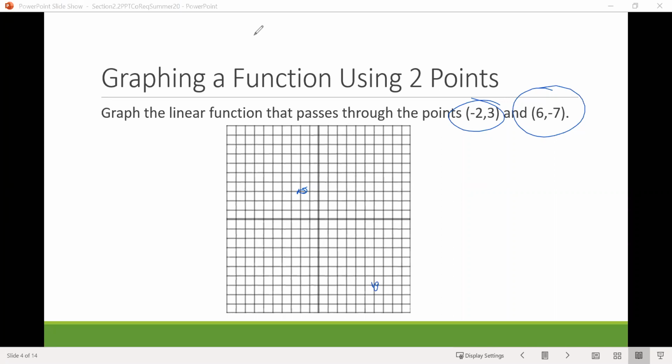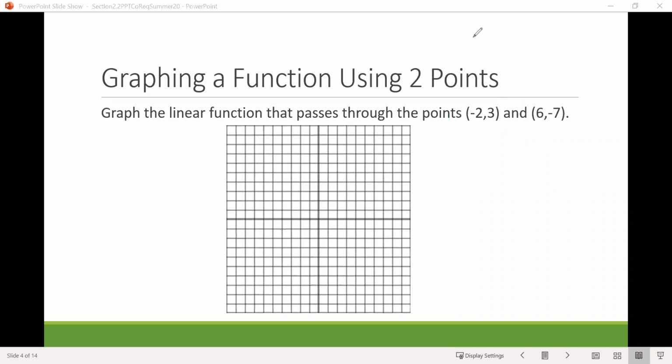Then we can connect the dots through the 2 points. Of course, since these lines go on forever and ever, we can put arrows on them to show that. And there we go. That would be our line. And again, you could do more points on the line if you wanted to, but 2 is just enough.